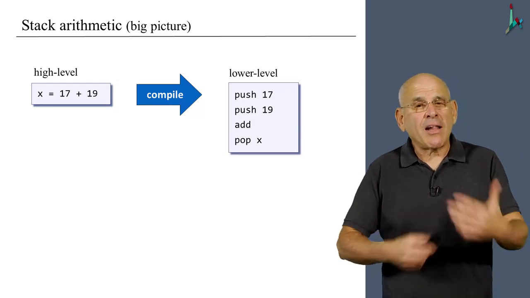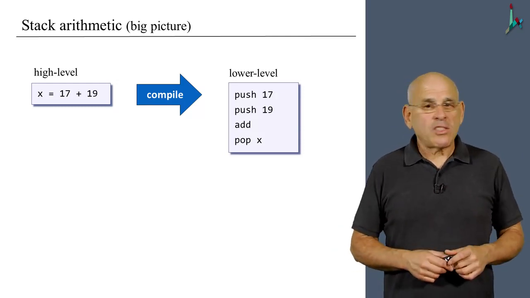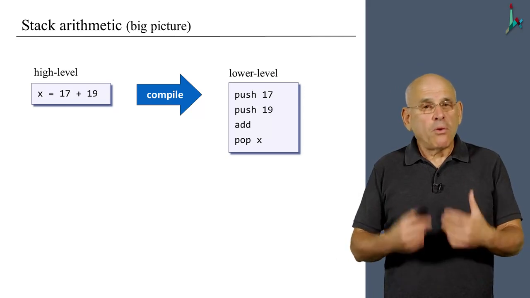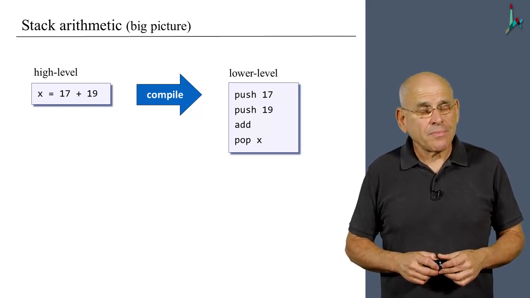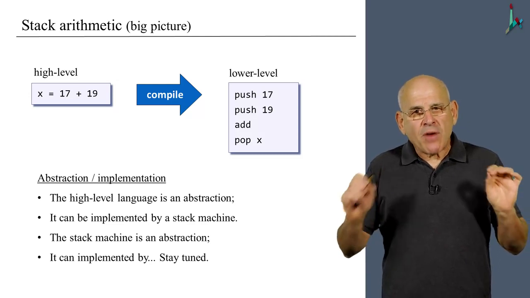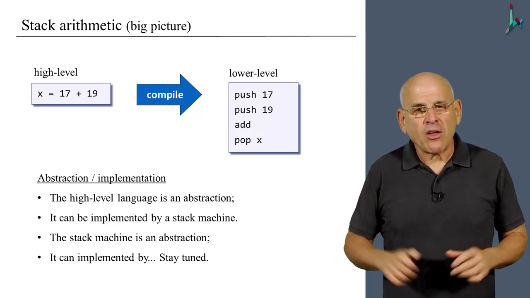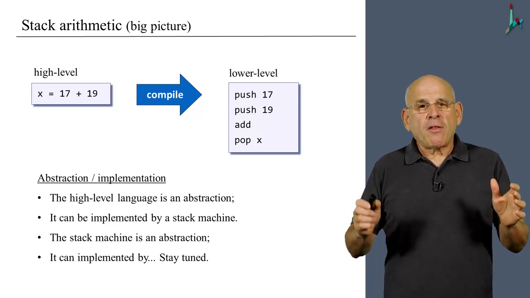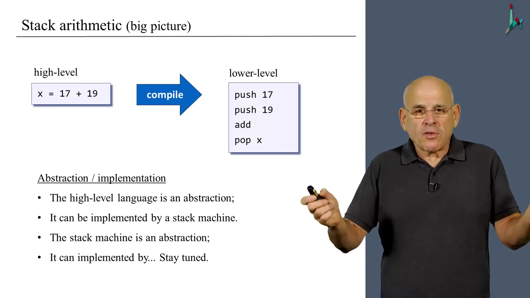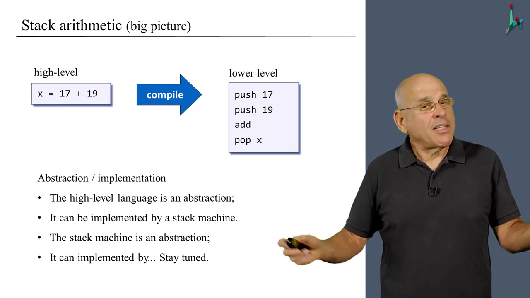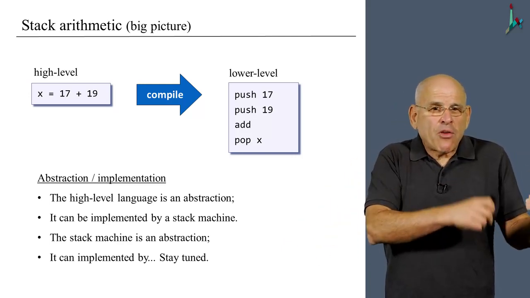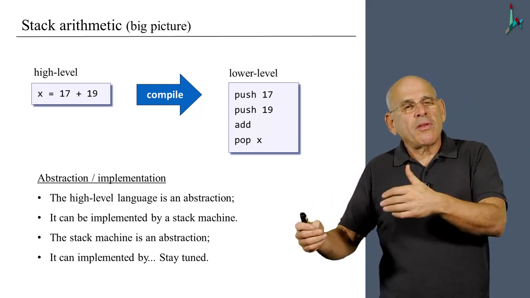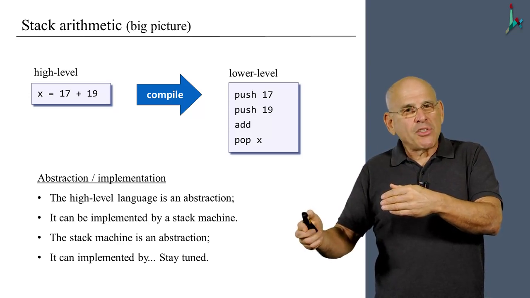Okay? And the result of executing all these operations will put in X the value of 17 plus 19. Now, there's an interesting abstraction implementation interplay going on here. First of all, the high-level language, of course, is an abstraction. It doesn't exist for real. It can be implemented by translating it into code that operates on a stack machine.